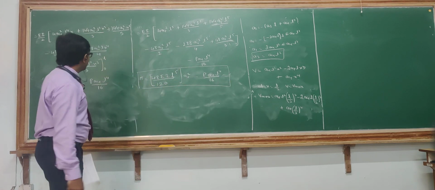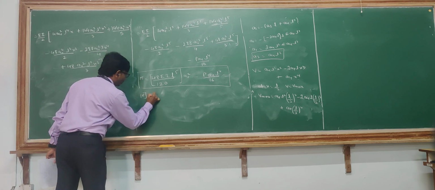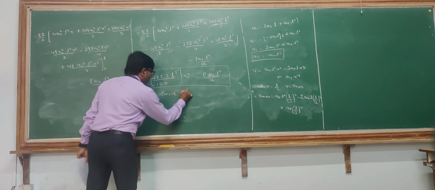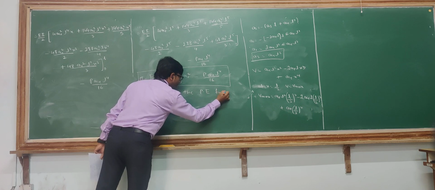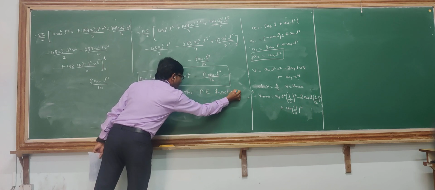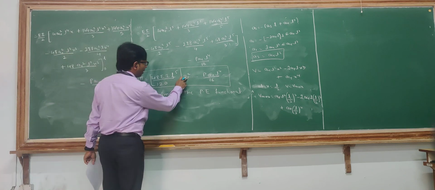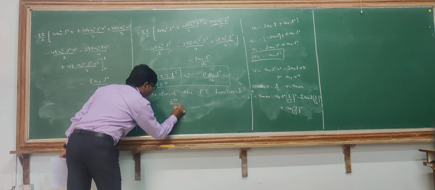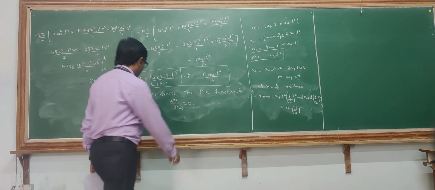So next, the next step is we have to minimize the potential energy function. We have to minimize the potential energy functional. So how to minimize that? So what is the parameter we have? We have a4 as a parameter. So I'll write it as dou pi by dou a4 should be equal to 0. So if I do that, what I'll get?